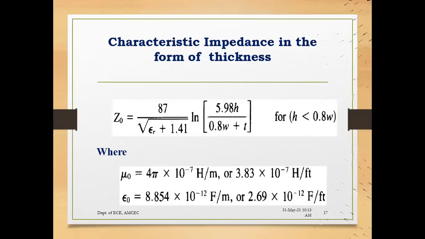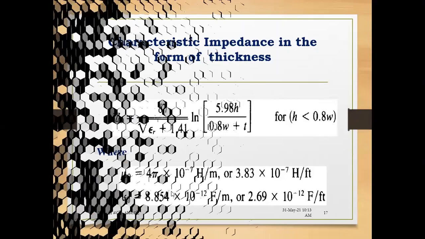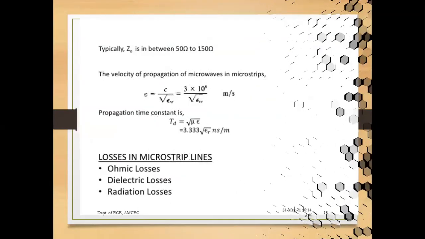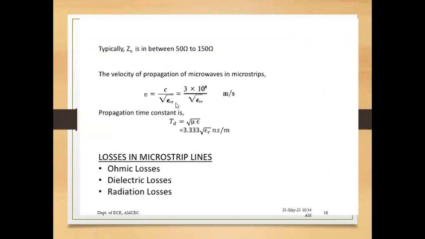And characteristic impedance, what you have to do in terms of feet, mu naught and epsilon naught values. And you have found out what is velocity of propagation as well as the propagation time constant, that is td, 3.33, which is in meter per meter. In terms of feet, it will be 1.017. So tomorrow we'll look into what are the losses in the microstrip line.